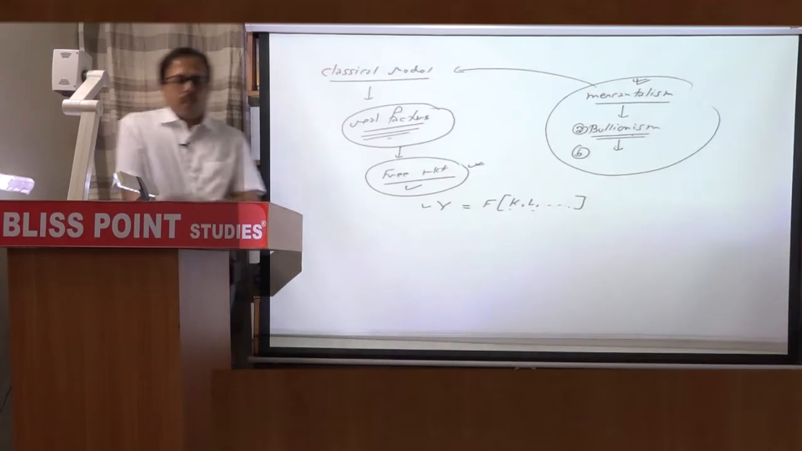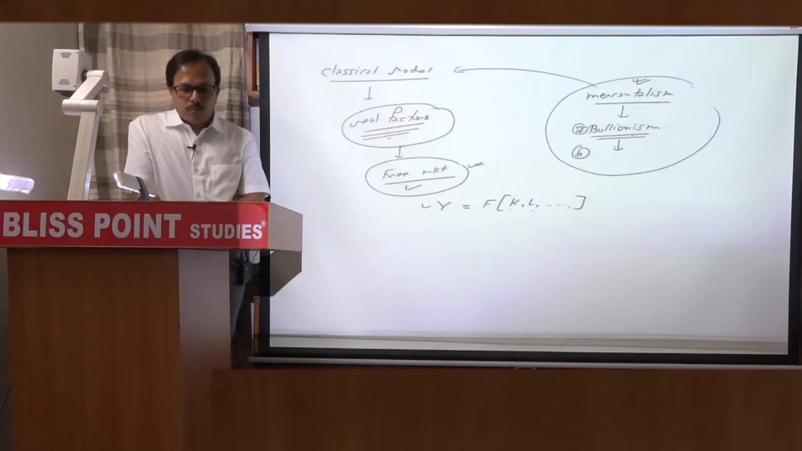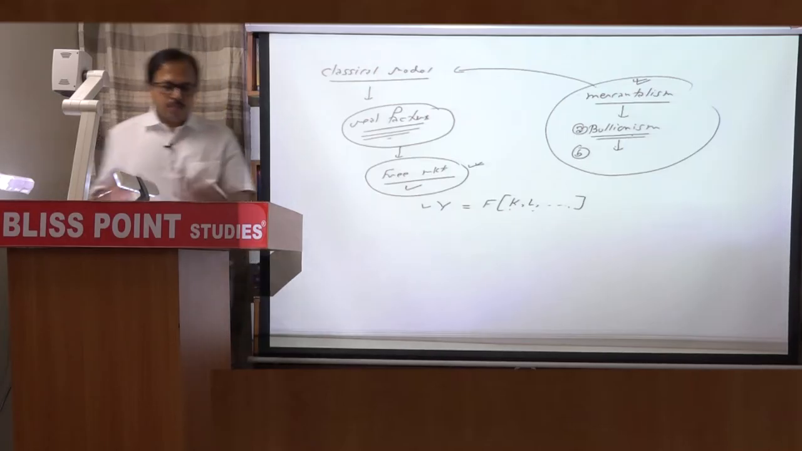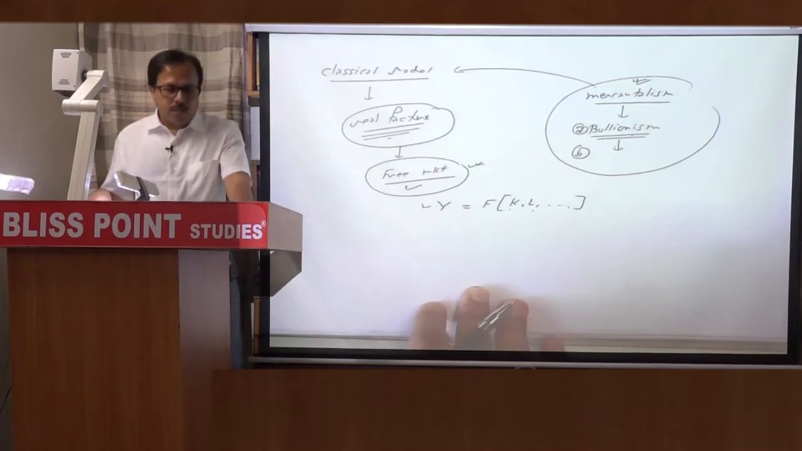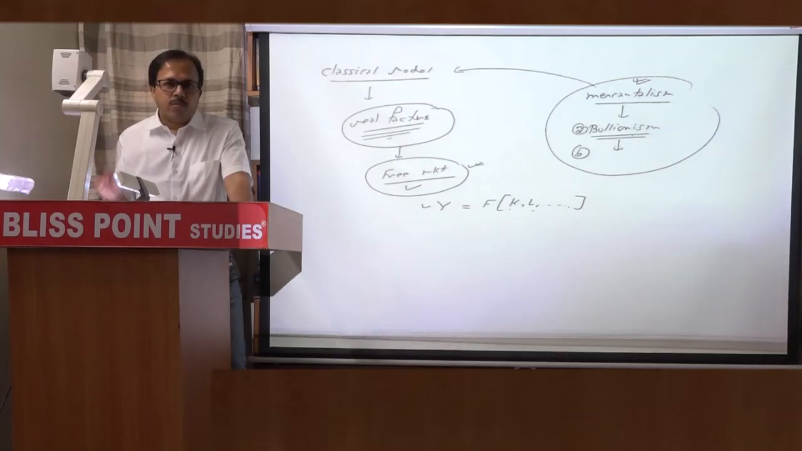Next paragraph. According to classical economists, money played a role only in helping transactions. It means money only acts as a medium of exchange. Underline that, money only acts as a medium of exchange.